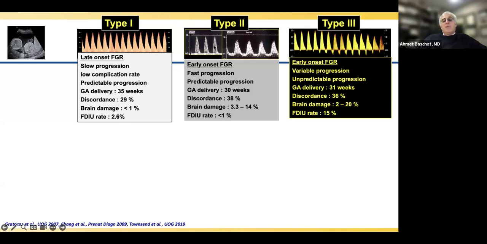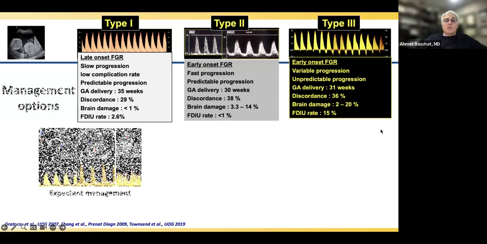FDIU. When you have absent or reverse end diastolic velocity, this is sort of a more severe, early onset of growth restriction, but it still has a predictable progression. In contrast, when you have variable end diastolic velocity in the umbilical artery, this means that there's a hemodynamically significant artery-to-artery anastomosis. And these pregnancies are characterized by variable and unpredictable progression with a high risk of unanticipated stillbirth and brain damage in the co-twin.